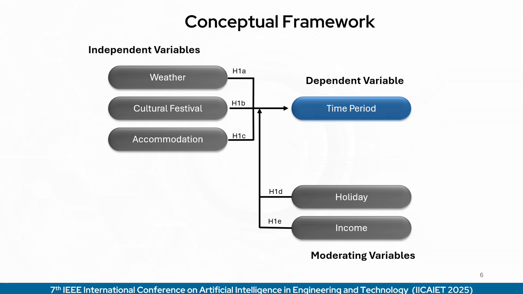Our conceptual framework includes three main independent variables: weather, cultural festivals, and accommodations, and two moderating variables: holidays and incomes. These factors directly affect the dependent variable, which is the optimal travel time period. Next, to complete the data collection part, I used questionnaires with a Likert scale and collected more than 500 responses from both local and foreign tourists.